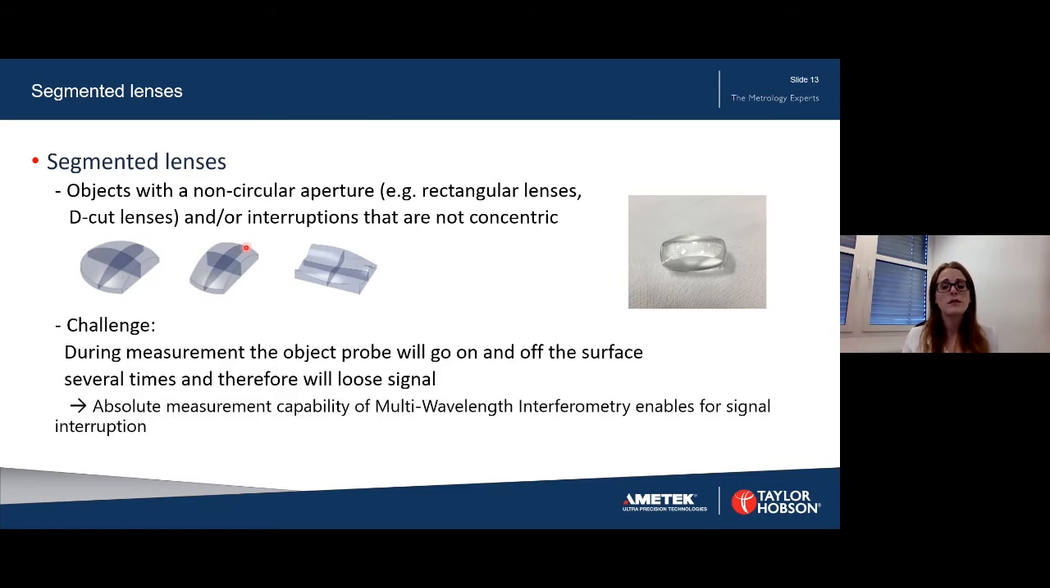Again, the challenge is that during the measurement, we're going on and off the surface all the time, and we're only able to deal with this interrupted signal because of the capability of the multi-wavelength interferometry to do absolute measurements. Also here, the form measurement accuracy can go down to 30 nanometer peak to valley.